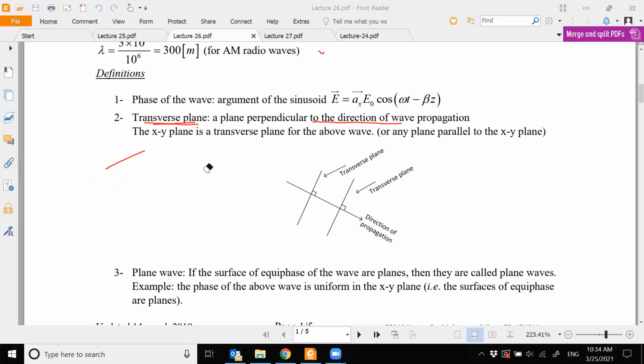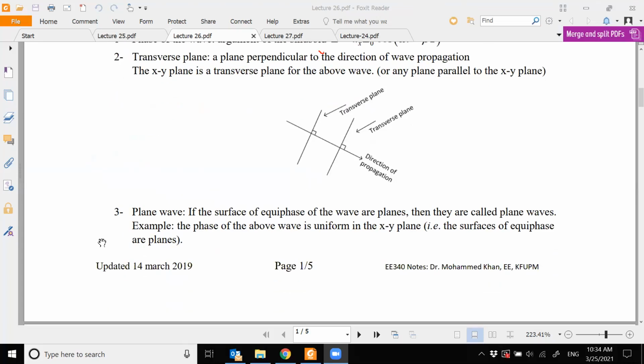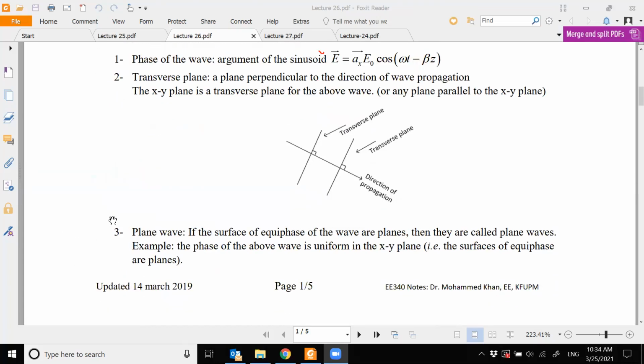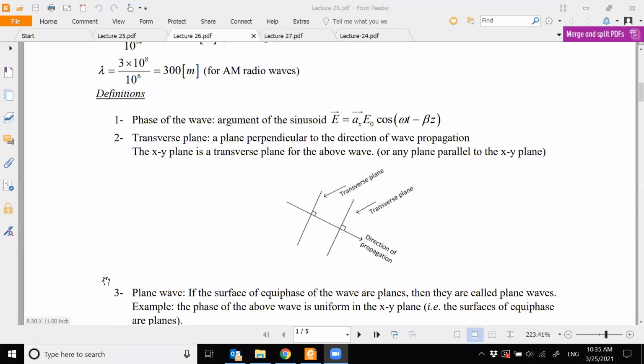Then you have the definition of a plane wave. So what is a plane wave? Although its definition is a little bit difficult to understand, if you just visualize it, it becomes much easier. What is a plane wave? If the surfaces of equiphase of the waves are planes, then they are called plane waves. Example, the phase of the above wave is uniform in the XY direction. That is, the surfaces of equiphase are planes.